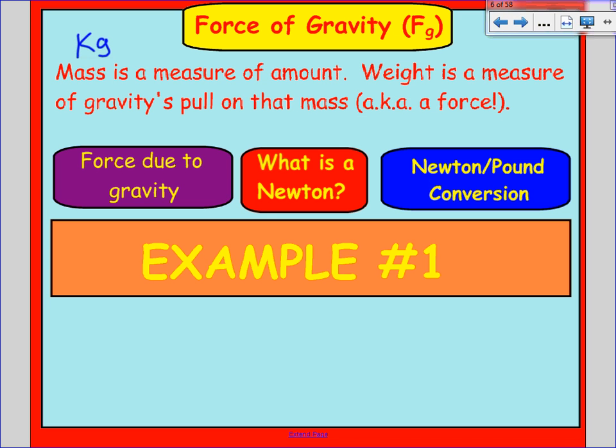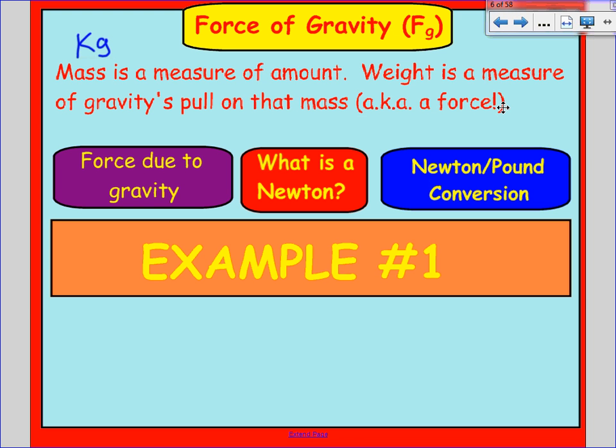So for example, you have a certain mass. There is a certain amount of matter that makes you up. You have organs, and you have thousands and billions of atoms. You have all this material that makes you up. That's not going to change unless, of course, you lose some material in some sort of way, which hopefully would not happen. Your mass, in other words, is constant because the amount of matter that makes you up is constant. Your weight, on the other hand, is a measure of gravity's pull on your mass. And that's what's known as a force.